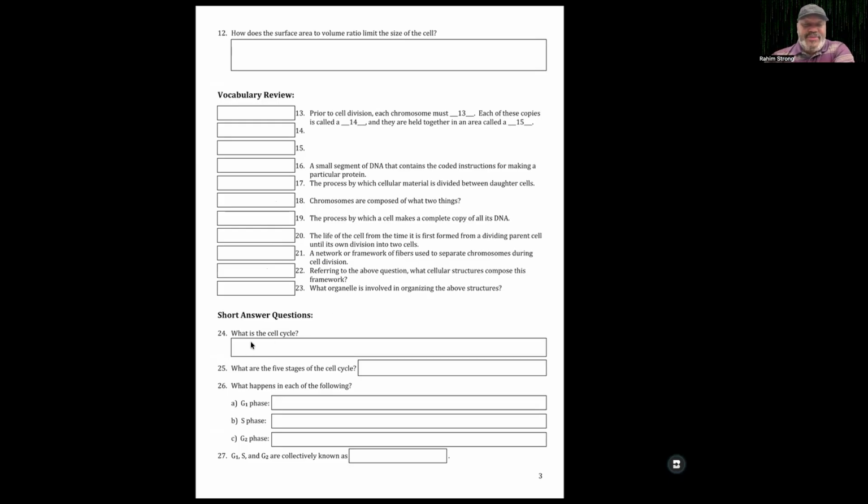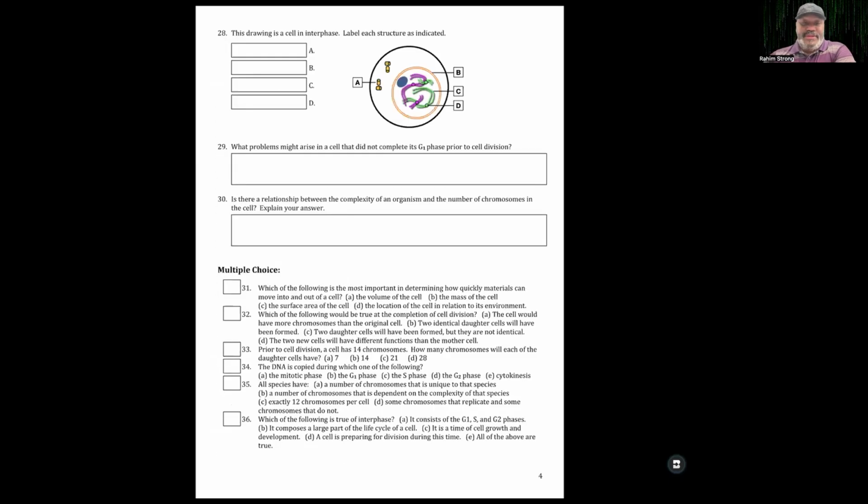Anyway, short answer questions. What is the cell cycle? Give your best definition for these. Please don't look them up. Go to your slideshow and try and interpret the information. Going to Google doesn't help you learn the material. Please take your time and you know, you've got time in class. Or you can come up and ask me a question. That's why I'm doing this. So you can watch this and I'll be available to come and help and answer questions.